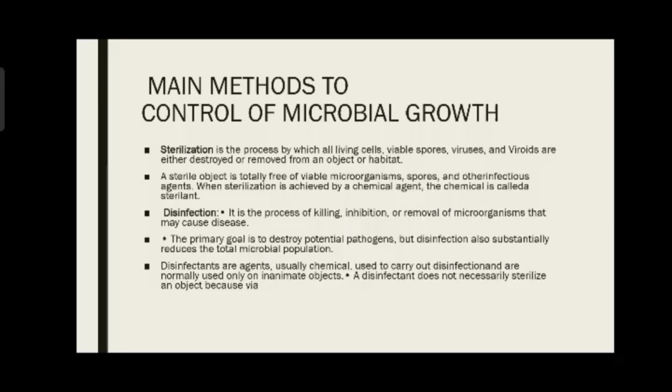Next, disinfection. It is the process of elimination of all or most of the disease-causing microorganisms from an object. An agent is used for this purpose, called a disinfectant. When disinfectants are formulated for use on living cells like skin surfaces, they are called antiseptics. Antiseptics are commonly used to decrease the microbial populations on our skin surfaces. So these are some main methods to control microbial growth.